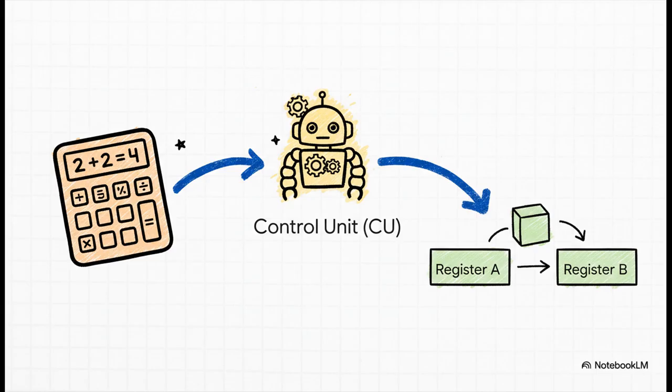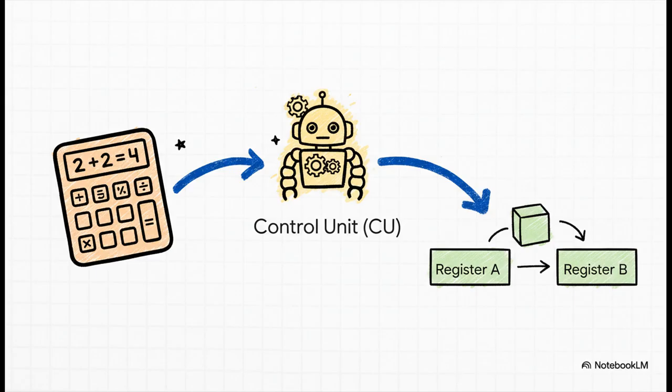The control unit now sends out the signals to all the right components. If it's a math problem, it zaps the ALU into action. If it's a command to move data, it manages the transfer. The action, the thing itself, finally happens. The chef actually goes and gets the flour.